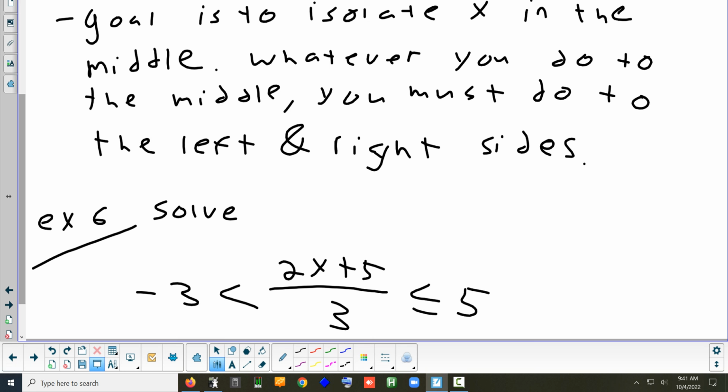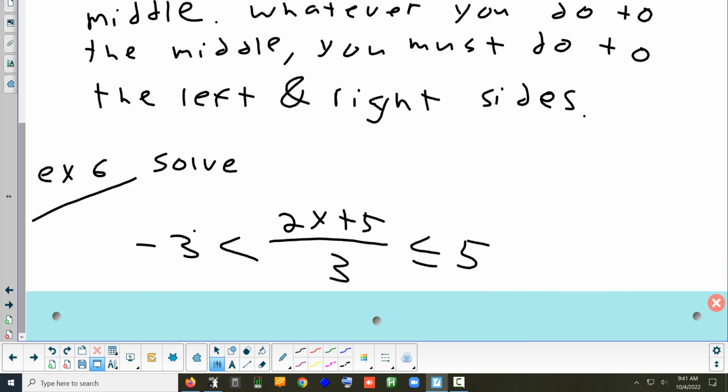Let's try one of these. So I have negative 3 is less than 2x plus 5 divided by 3, which is less than or equal to 5. Anyone think they see what the first step would be to start getting this x alone? A hint would be at least to make it so you don't have a fraction in there. You would multiply everything by 3.